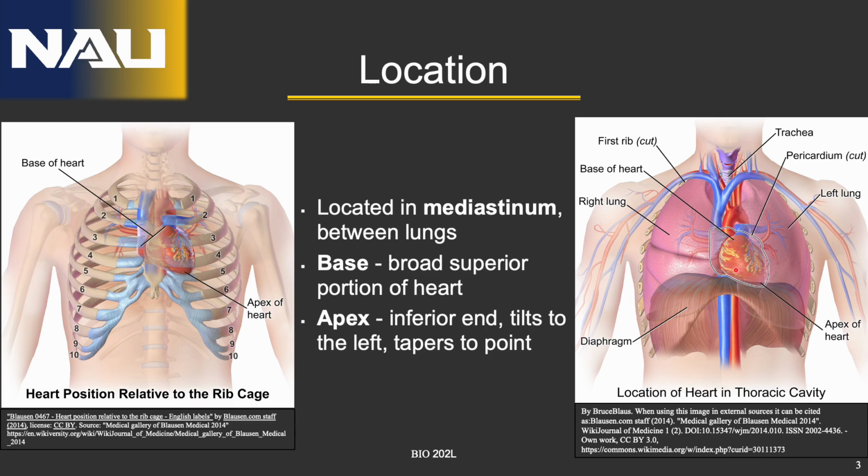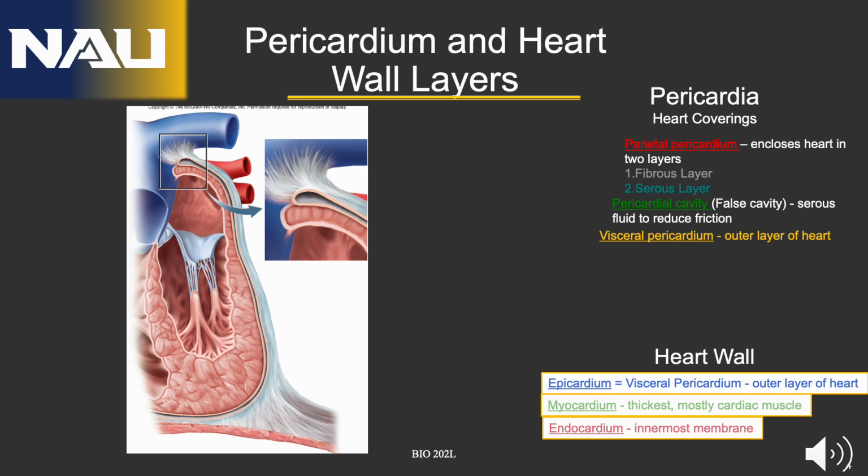So take a look at these two images and get a good understanding of where the heart is located and what position it's in. So here we have a coronal cut of the heart. You can see the apex is on the bottom and pointing to the patient's left. Therefore, we are looking anteriorly at the heart.